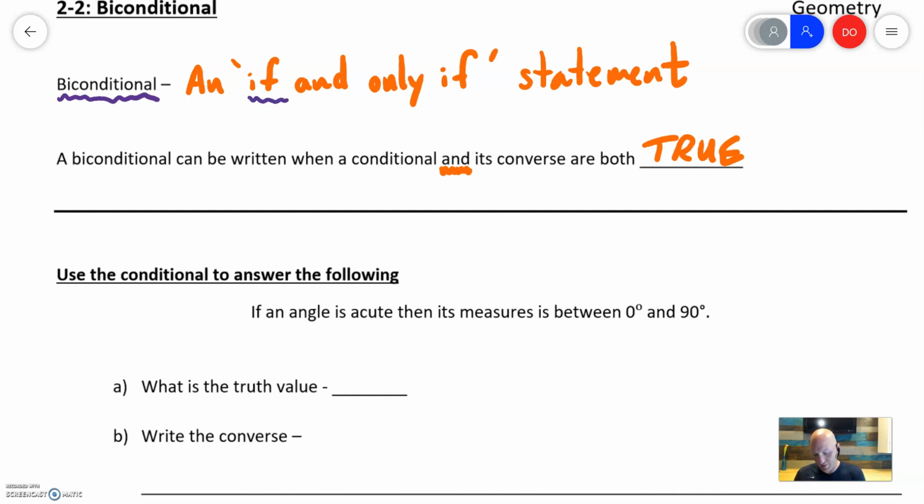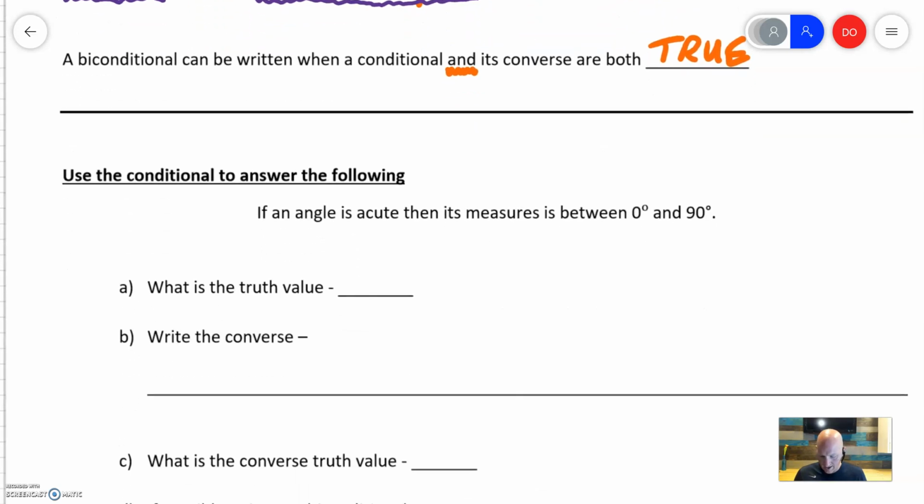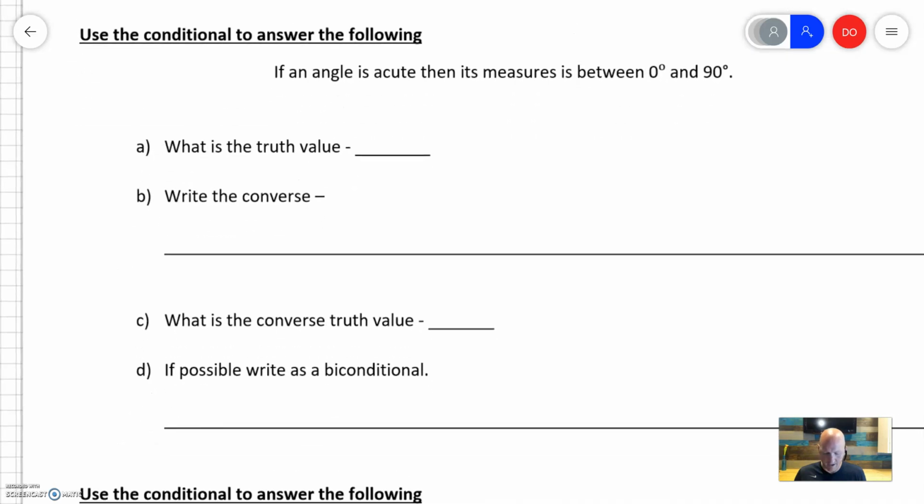Now the key phrase when we write a biconditional is an if and only if statement. So instead of saying if this then this, we're going to say this if and only if this. We're going to drop the if, we're going to drop the then, and we're going to place an if and only if between the two ideas, the hypothesis and conclusion.